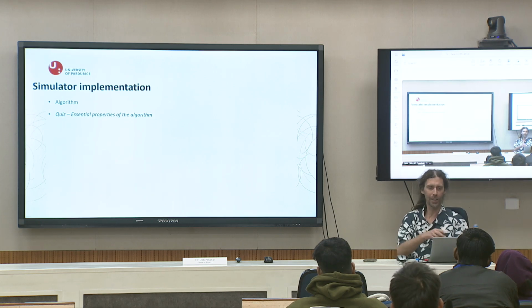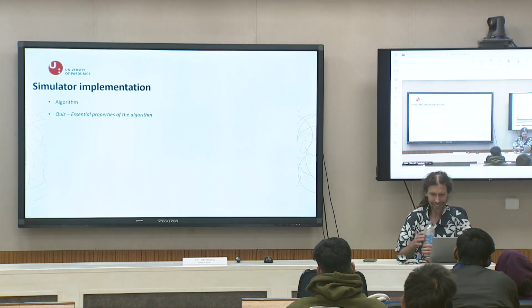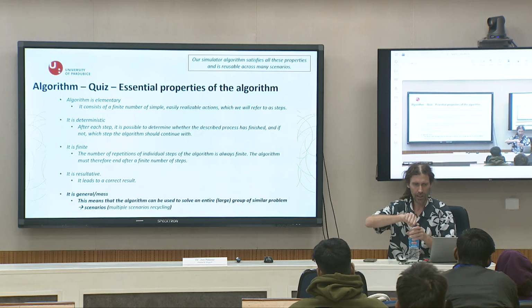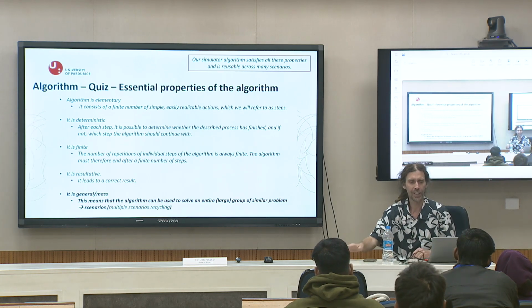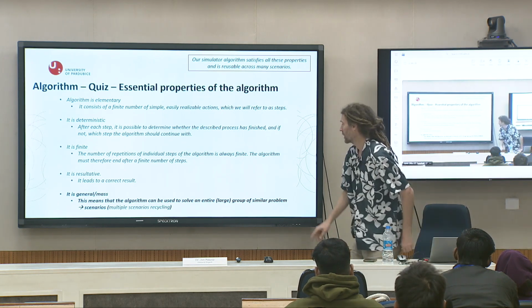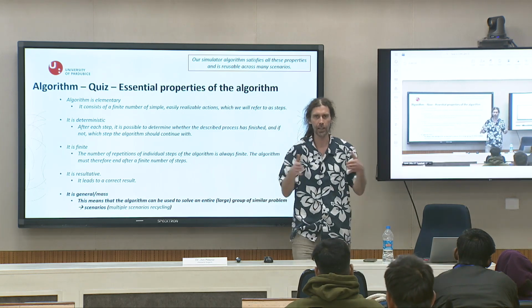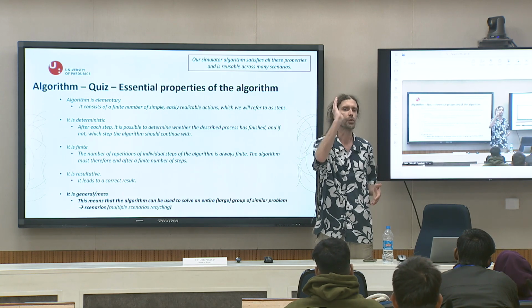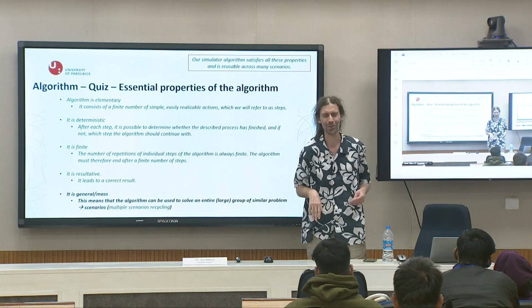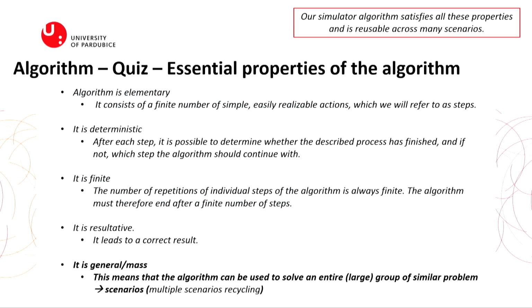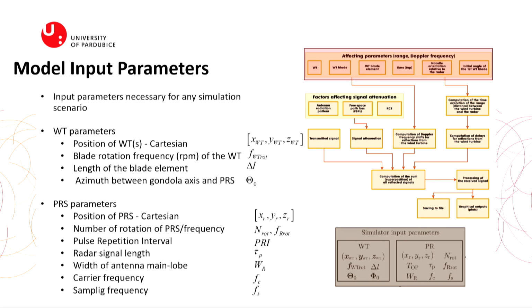You are quite right. I use slightly different words, but you are quite right. I have deterministic, finite, resultative, and it is general. What does that mean? That I can solve an entire large group of similar problems for any input parameters. You said it in slightly different words, but you said exactly the same thing. So all these four things our algorithm of course fulfills, so we can reproduce this.